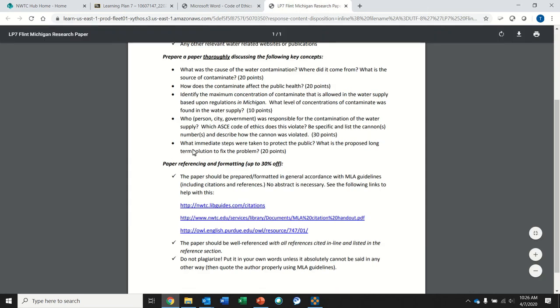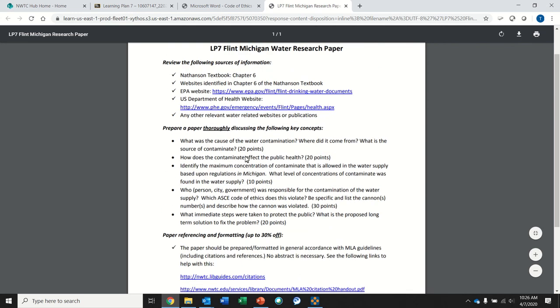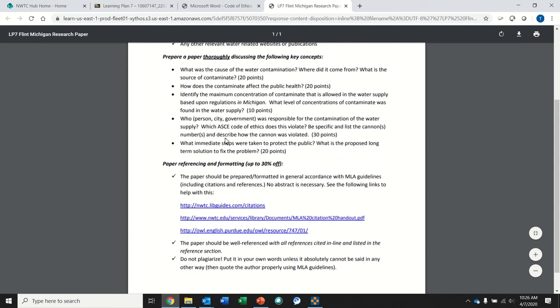And then, what immediate steps were taken to protect the public? What is the proposed long-term solution to fix the problem? So as the years go by, this keeps going and going. They actually have convicted a couple of people because of this. So it'd be interesting to read these and see what people find about this, okay?